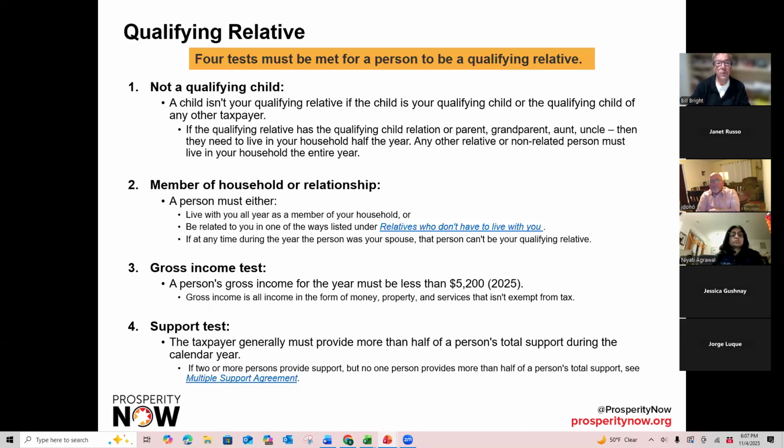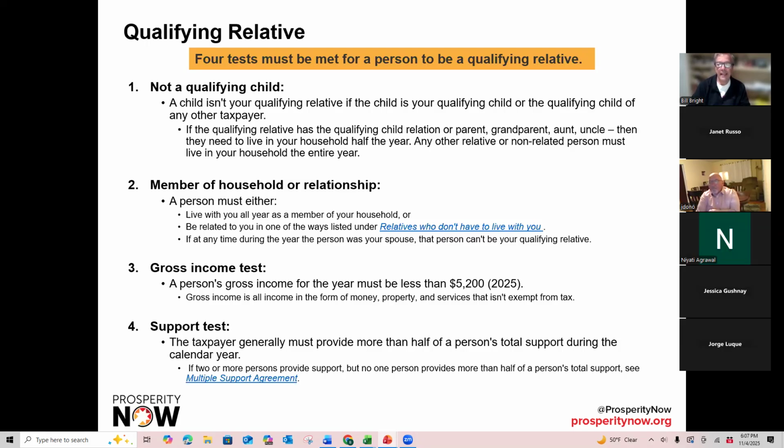A child isn't your qualifying relative if the child is your qualifying child or the qualifying child of any other taxpayer. It's not really that complicated. If the qualifying relative has the qualifying child relation or is a parent or grandparent, then they need to live in the household for half the year. Any other relative or non-related person must live in the household for the entire year.